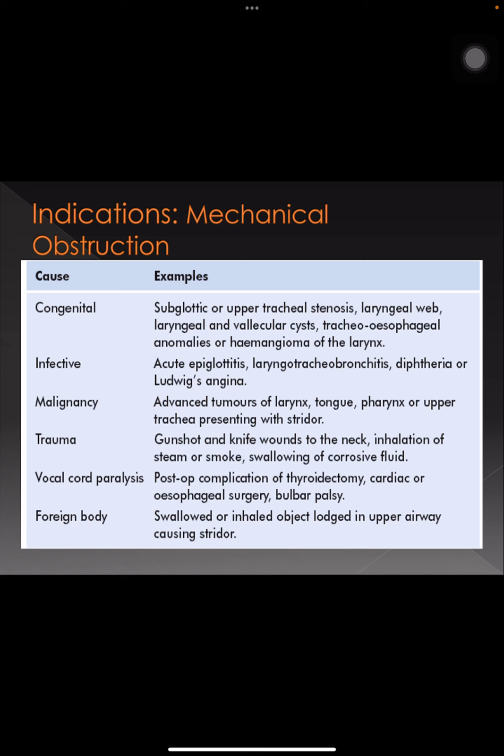The mechanical obstructions can be due to congenital reasons, which are subglottic or upper tracheal stenosis, laryngeal web, tracheoesophageal anomalies, or hemangioma of the larynx. It can be due to infective causes, which can be acute epiglottitis, laryngotracheobronchitis, diphtheria, or Ludwig's angina.